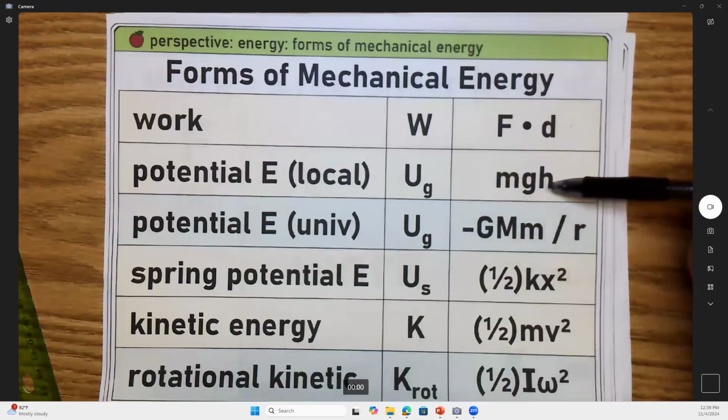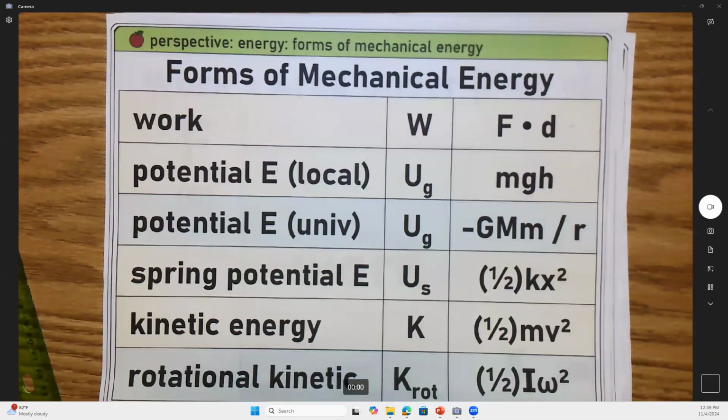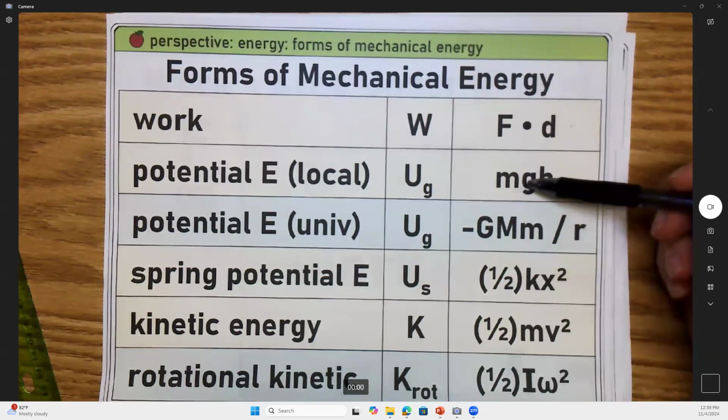99 times out of 100, when I say gravitational potential energy, you can just say mgh, and that's fine. But look at this lowercase g right here, the gravity field. Let's think back to the last couple of weeks. If you send a rocket all the way to the moon, is this lowercase g constant all the way from Earth to the moon?